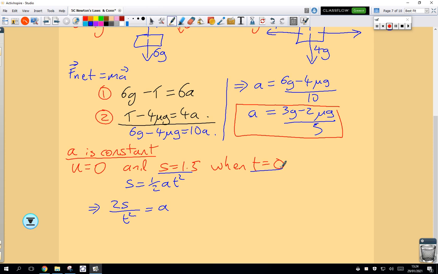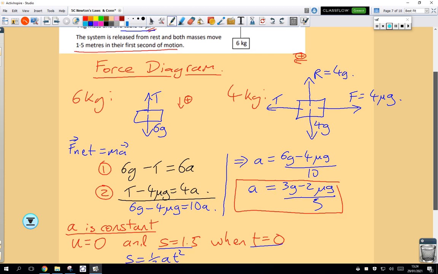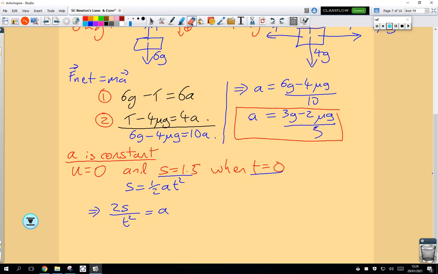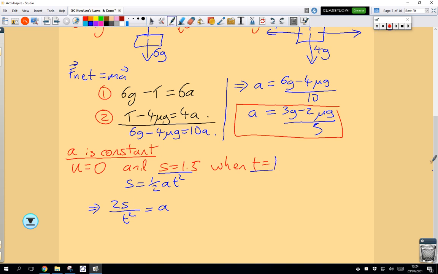I must have an error in here. T is not 0. S is equal to 1.5. That doesn't make any sense. Of course, when t is 0, s is 0. I've taken that down incorrectly. So when t is 1 there, s is equal to 1.5. When t is 1, we get the acceleration has to be equal to 2 times 1.5 all over 1 squared. That's equal to 3 meters per second squared. So that's the acceleration of the particle.